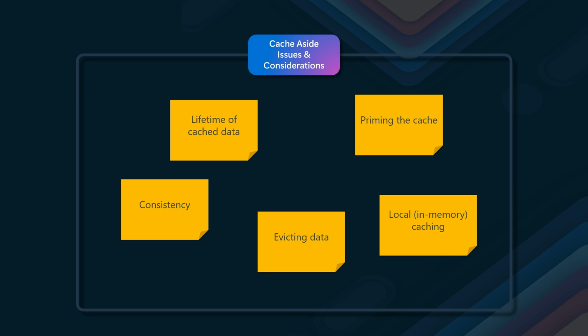So let's take a look at some of the issues and considerations when thinking about cache-aside. Consider the following points when deciding on how to implement this pattern. The life cycle, the lifetime of cache data. Many caches implement an expiration policy that invalidates data and removes it from the cache if it's not accessed for a specified period. For cache-aside to be effective, ensure that the expiration policy matches the pattern of access for the applications that are using the data.